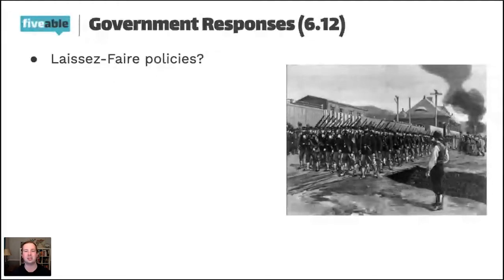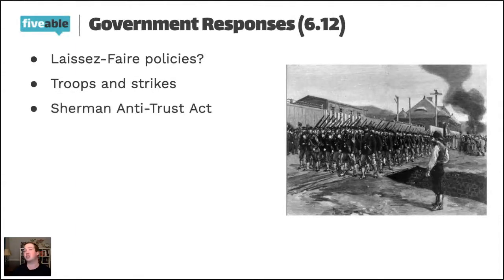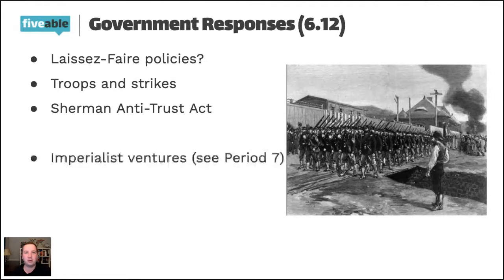The picture right here is them sending in the National Guard, aka the local militia, to break up a strike. So you're going to see troops coming in to break up strikes. You're going to see the Sherman Antitrust Act, which is supposed to go against monopolies, actually being used against unions because they are interfering with interstate trade, which is crazy. And then you're going to see things like imperial ventures. Eventually the government's going to be like, hey, we need a safety valve. Let's get some places overseas so we can sell our industrial goods and thus help out the economy.